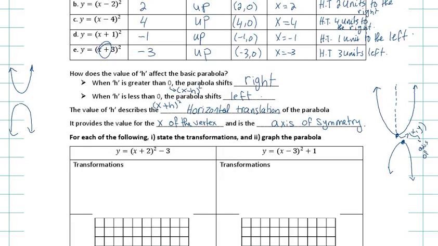Now, what does the y value represent? Optimal value. So what is the lowest value that your graph is going to reach? Or what's the maximum value that your graph is going to reach? Okay? So that's your optimal, which means max or min.